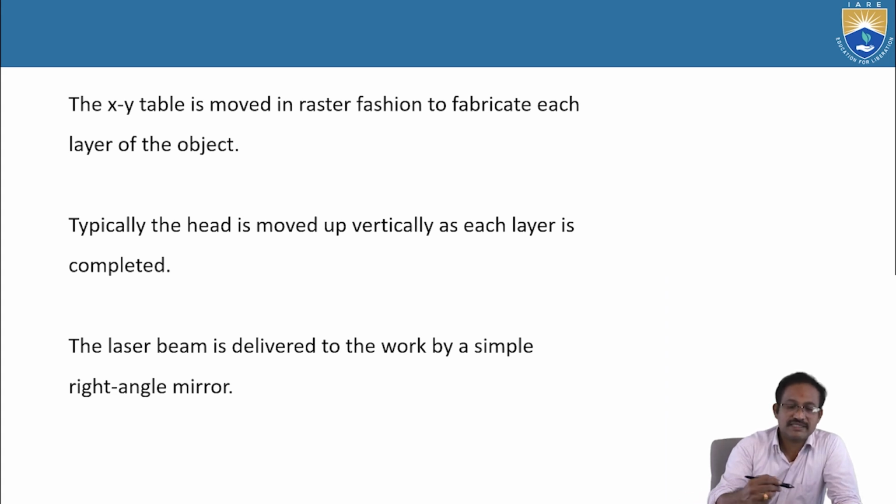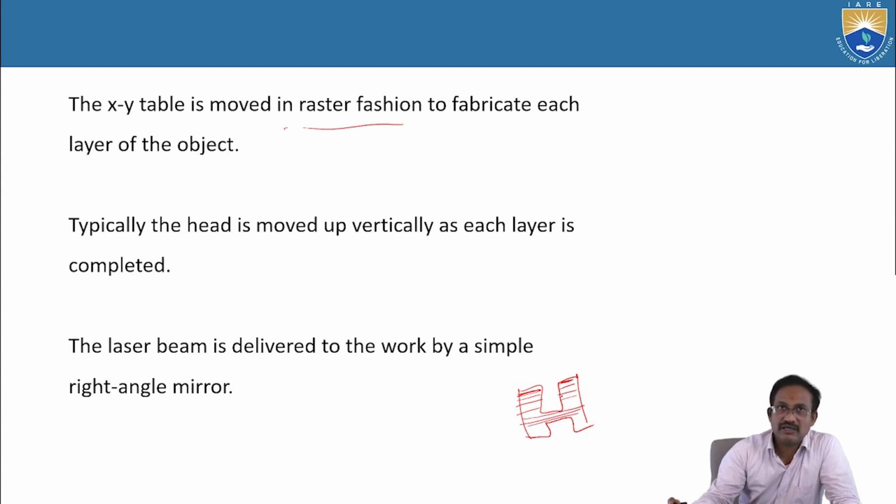Right. Now let us discuss what we have seen in that figure. The XY table is moved in raster fashion to fabricate each layer of the object. Okay, already we have discussed. Suppose if it is like this, what will happen? First this one, next this one, again this one, again this one, this one, this one. So this layer will be, so here gap, again here the entire thing. Like that it will make layer by layer.